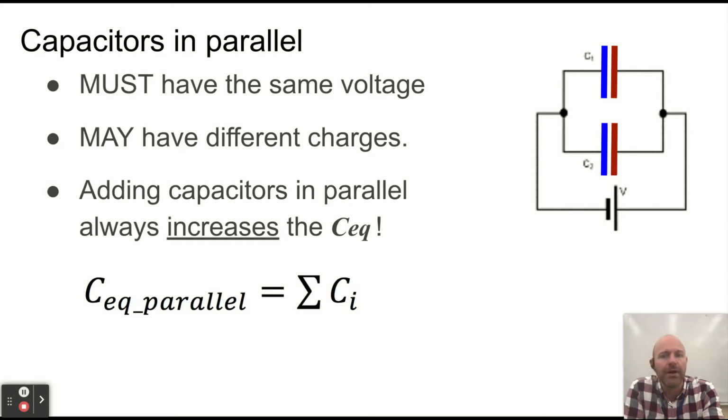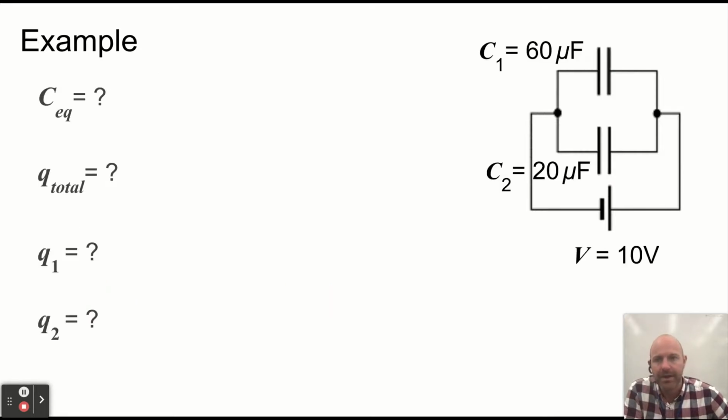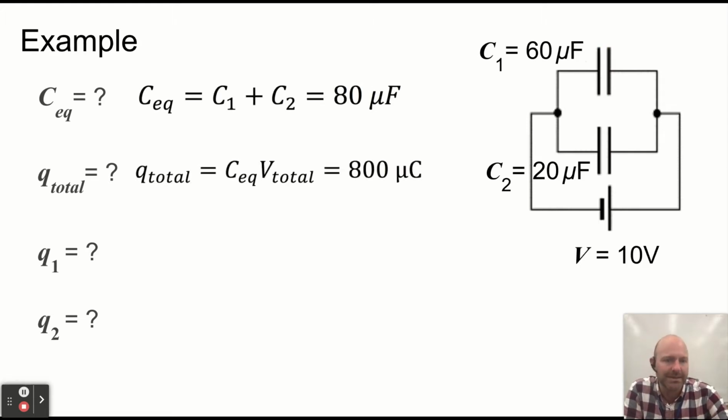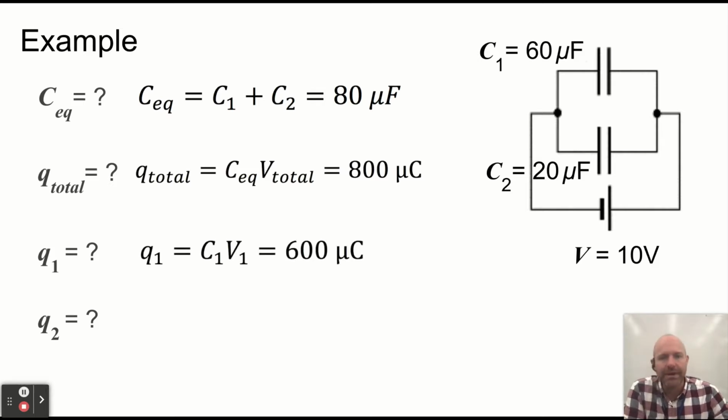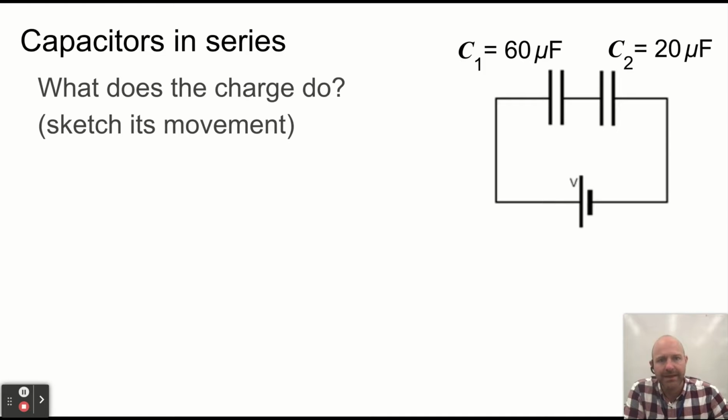The things that are important about capacitors in parallel are that they must have the same voltage. They could have different amounts of charge depending on their capacitances, but adding capacitors in parallel always increases the equivalent capacitance. So a quick example of this, if I have a 60 microfarad and a 20 microfarad, that's 80 microfarads of total capacitance. The 10-volt battery attached, that's 800 microcoulombs of charge. We can figure out that since the voltage has to be the same for both, we can calculate this for each individual capacitor, how much charge each one has, like that.